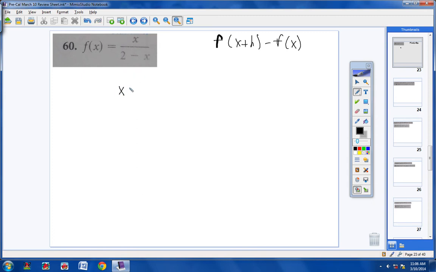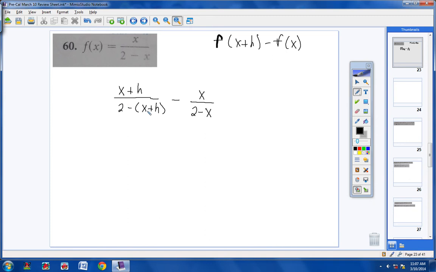So x plus h over 2 minus x plus h, and then minus the entire fraction. In fact, I'm not going to put parentheses because we know it's minus the entire fraction, 2 minus x. Now all of this would be over h, but we're not going to worry about that right now. We have a truckload of work to do on this problem, okay? So don't be scared of that. Just be ready for it.